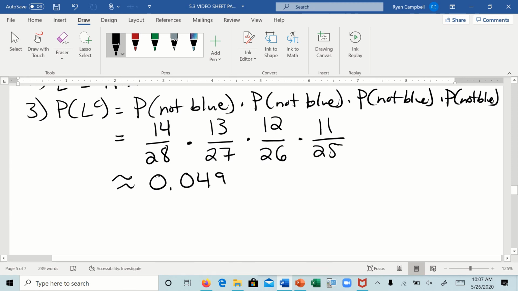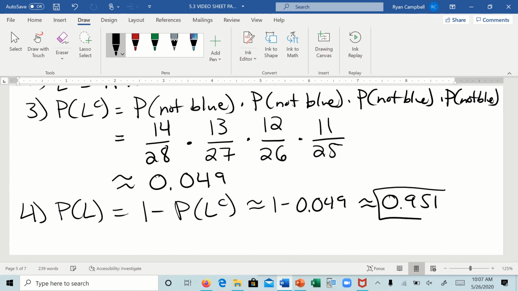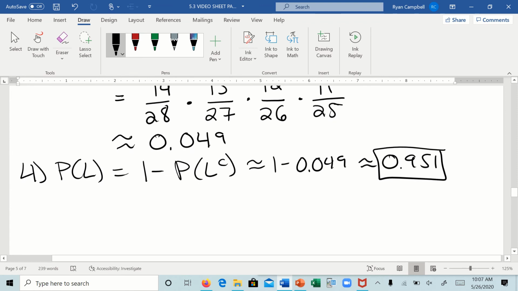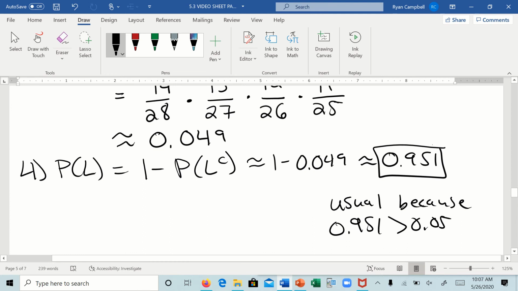Don't forget, though, that's only step 3. Step 4, we just subtract that number from 1. So we get about 1 minus 0.049 to get 0.951. So that's our final answer, 0.951. Is this unusual? No, this is very usual, because it's very above 5%, right? It's almost certain, almost.